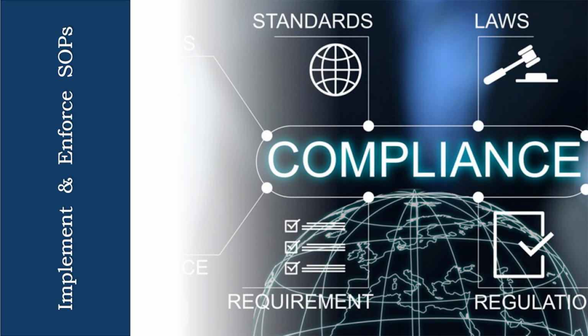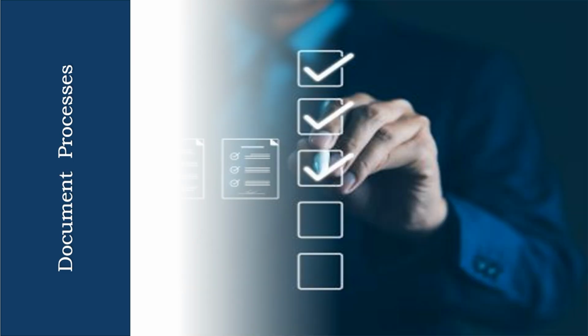2. Implement and enforce SOPs and work instructions. Adherence to these SOPs is non-negotiable. Regular and rigorous application of these procedures ensures consistent output and operational efficiency. 3. Document procedures and processes. Accurate and comprehensive documentation is fundamental in GMPs to trace every aspect of the manufacturing process. This allows for clear accountability and the ability to review operations and trace problems when they arise.